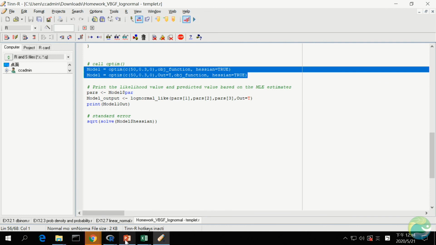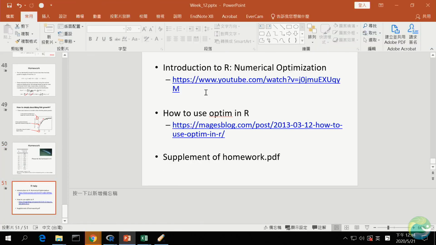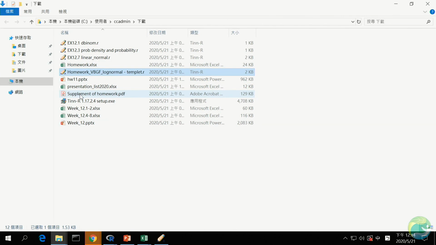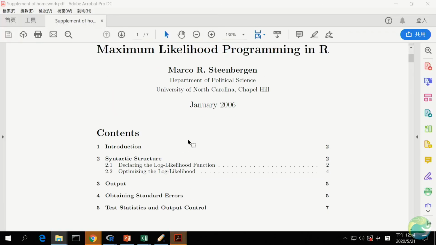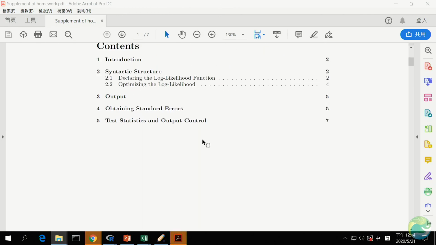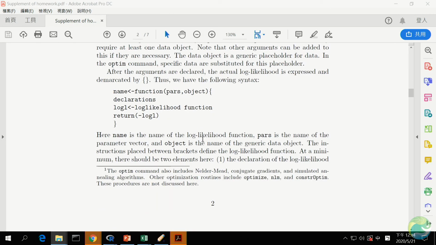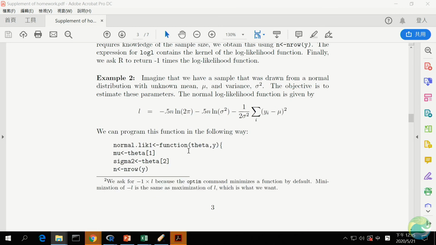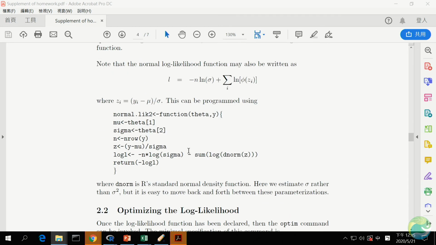I show you 2 examples on YouTube of how to use the optim with maximum likelihood. And then also a supplement PDF reading about maximum likelihood programming in R. In this case, it's a normal distribution example. But I think it's very simple. You can modify it into log normal.